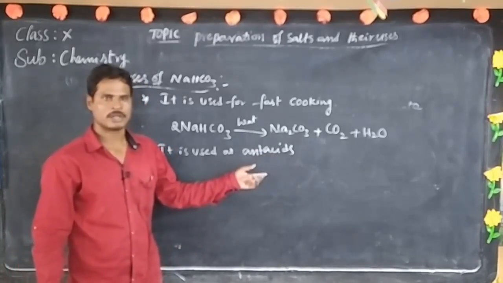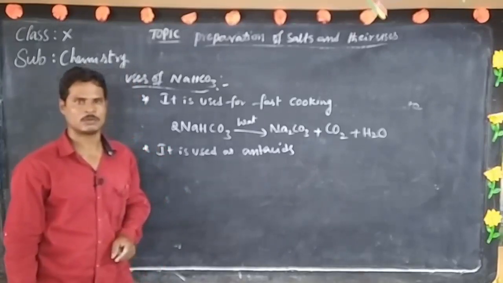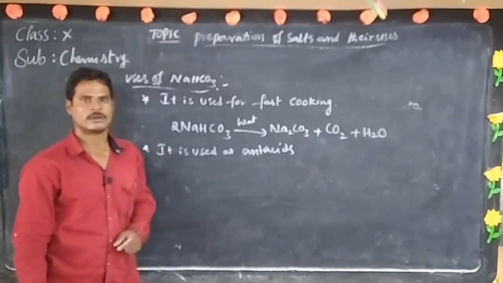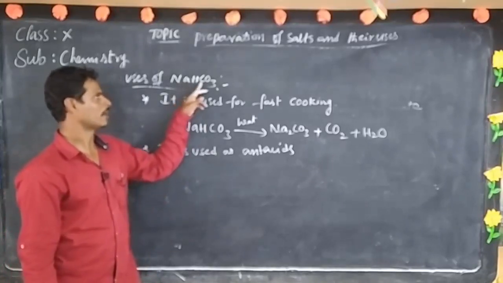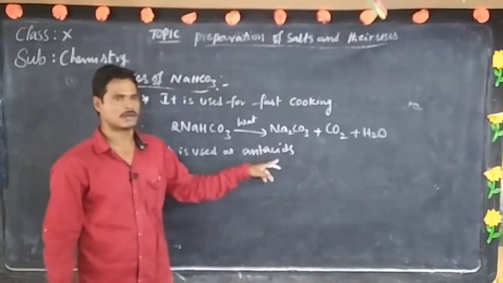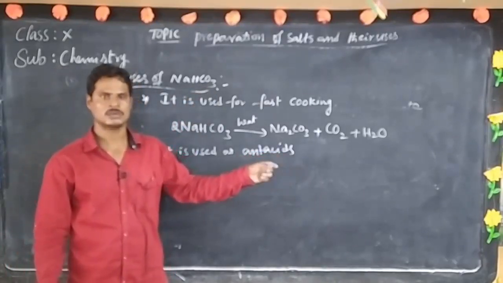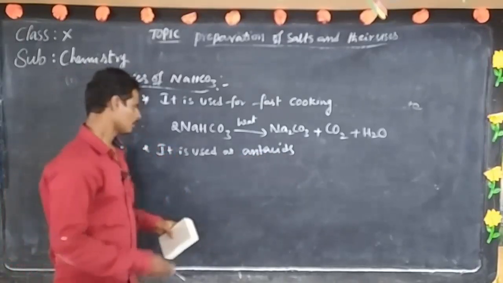What is the reason? Because our stomach produces more HCl, we feel pain. This pain we can reduce by taking sodium bicarbonate. After that, acidic and basic nature combine to form neutral. So we get relief.